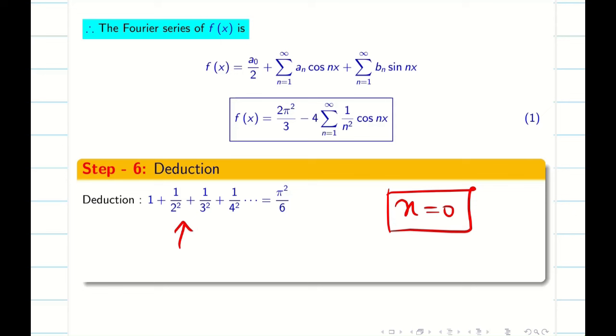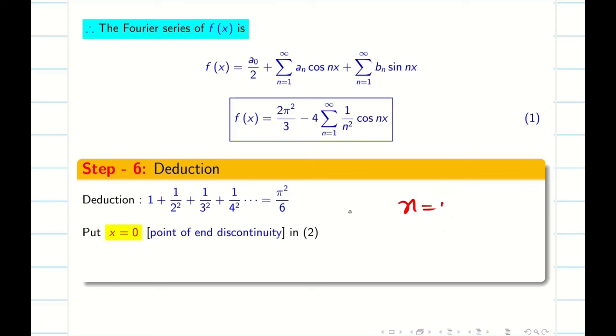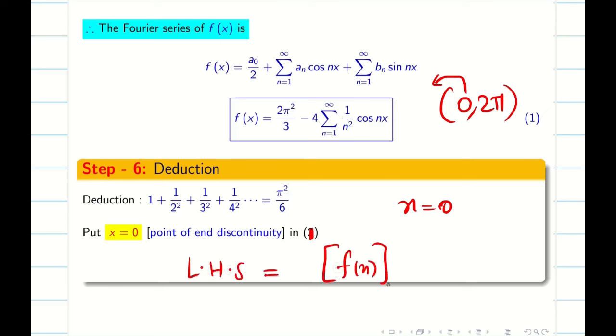So I'm choosing x equal to 0, but x equal to 0 is a discontinuous point. Why? My interval is 0 to 2 pi. X equal to 0 lies outside the interval. So my LHS I have to write like this: f of x at x equal to 0. For a discontinuity, we have to find the average at both the limits, f of 0 plus f of 2 pi divided by 2.